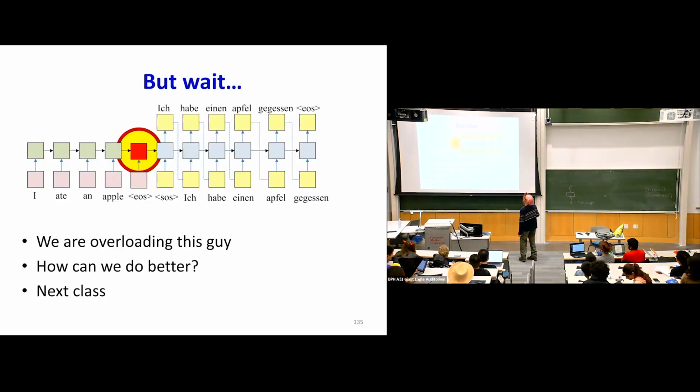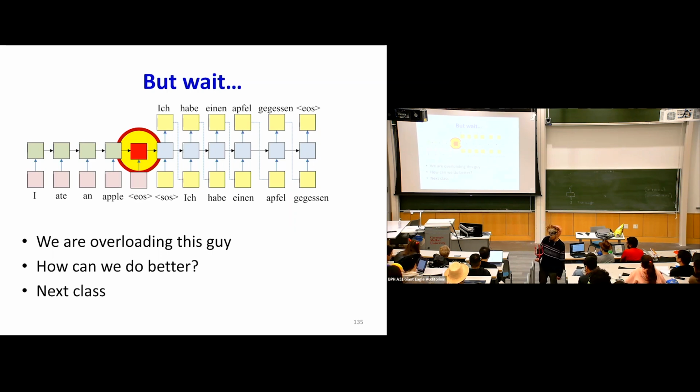I'll stop here, but all of this has a problem that was mentioned very early in class. That little red box is carrying all the information about the input. You're overloading the poor guy. He's being burdened with the responsibility of the world on his shoulders. That's not the way it should be. So how do we work around that problem? We'll see that in the next class.